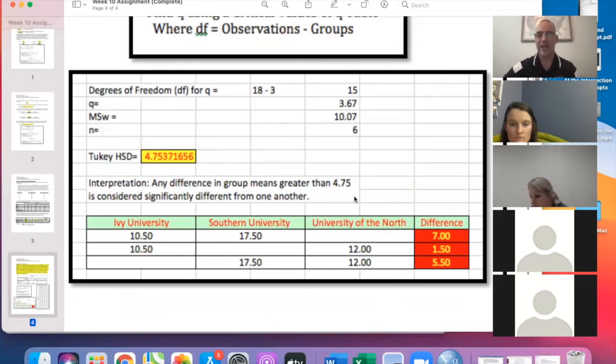So anything that is greater than 4.75, then there's going to be a significant difference. So in other words, what this is saying is that there is a statistical difference between Ivy University and Southern. There is a statistical difference between Southern and University of the North, and there is not a statistical difference between Ivy University and University of the North.